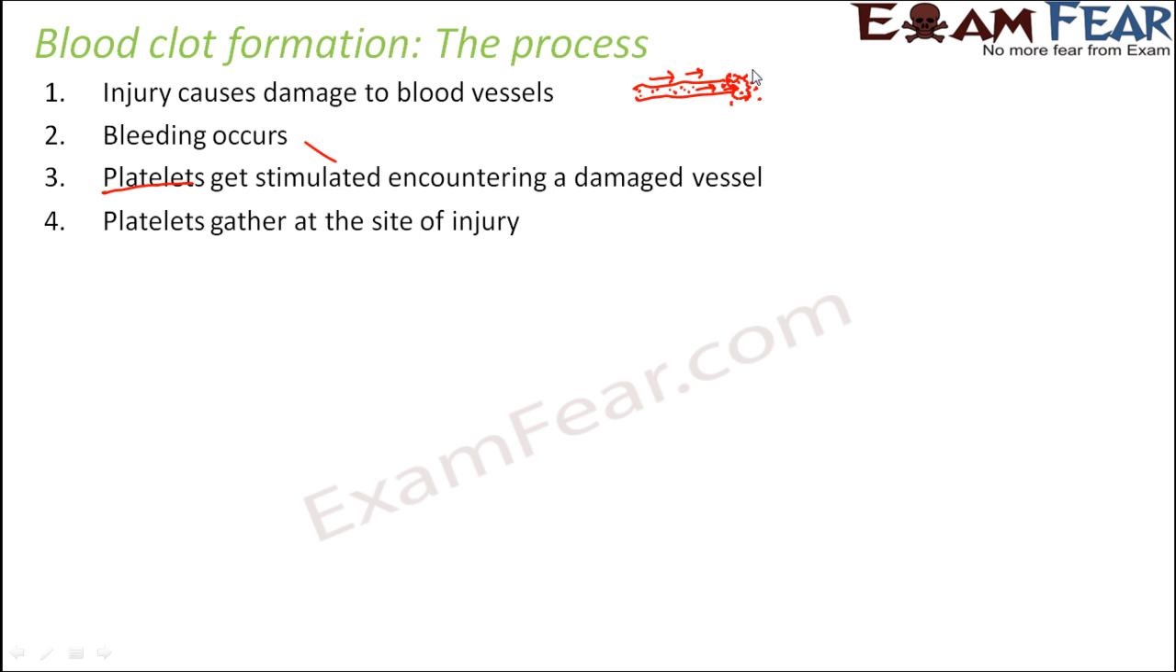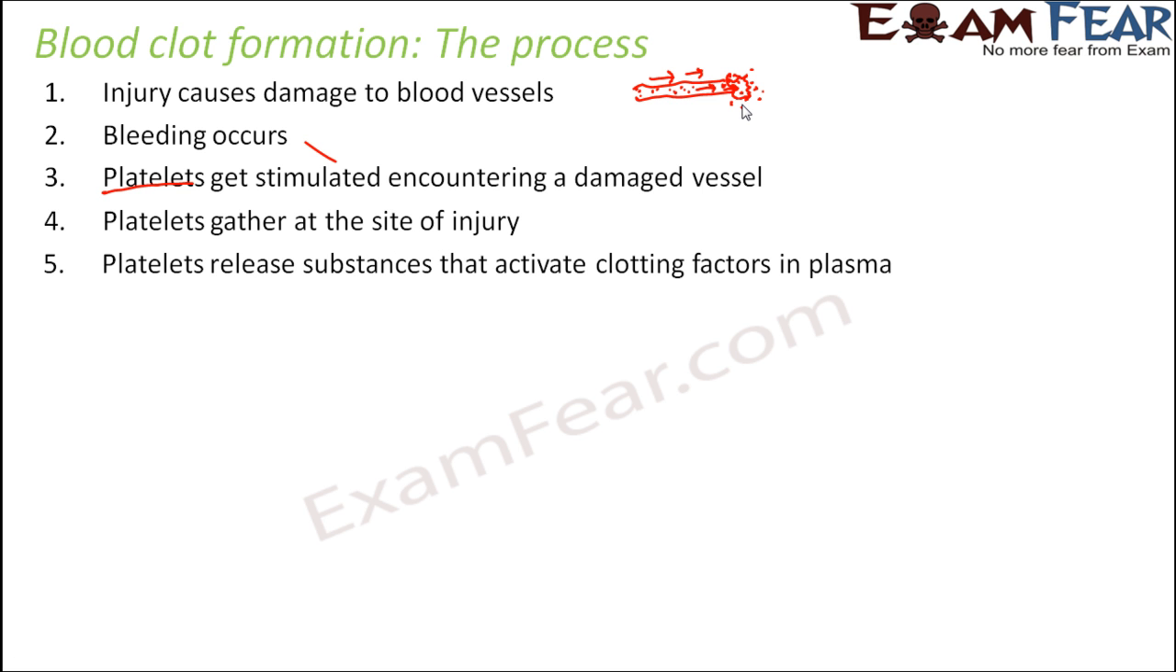Now, what happens when these platelets start to gather at this point? A rough clot kind of structure starts forming. So, this initiates the process of clot formation. Now, these platelets in turn release substances that activate the clotting factors in the plasma. So, they gather, that is one point. They start forming a clot kind of structure at the site of injury.